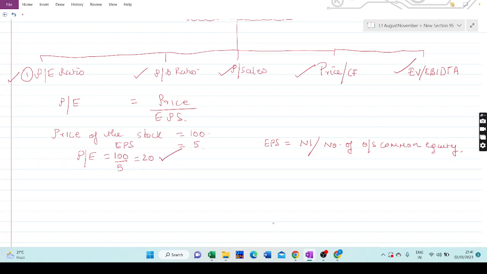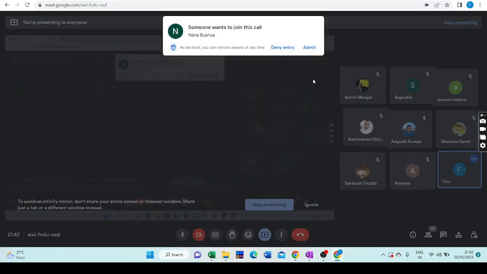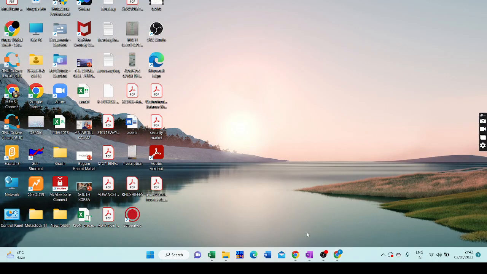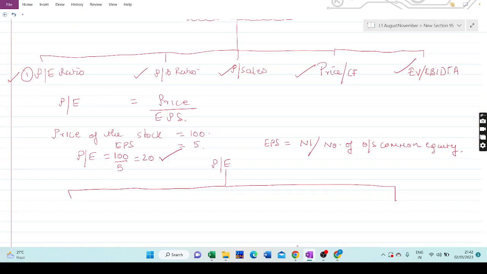Now, what does this number signify? What does the PE ratio signify? There are two interpretations of the PE ratio. The first interpretation is that if the PE ratio of a stock is 20, that basically means that the stock is trading at 20 times its earnings.